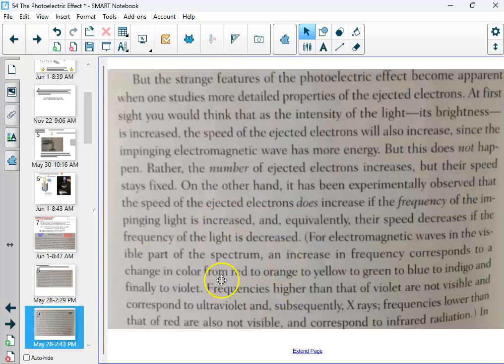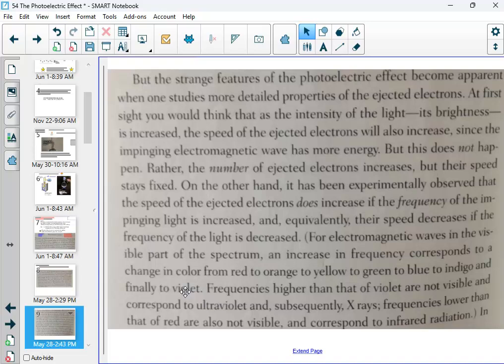Okay? But the strange features of the photoelectric effect become apparent when one studies more detailed properties of the ejected electrons. At first sight, you would think that as the intensity of the light, its brightness, is increased, the speed of the ejected electrons would also increase, since the impinging electromagnetic wave has more energy. But this does not happen, right? Rather, the number of ejected electrons increases, but their speed stays the same.